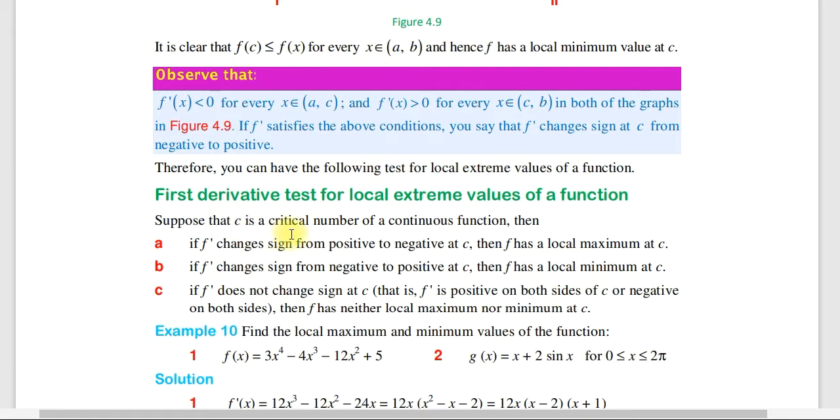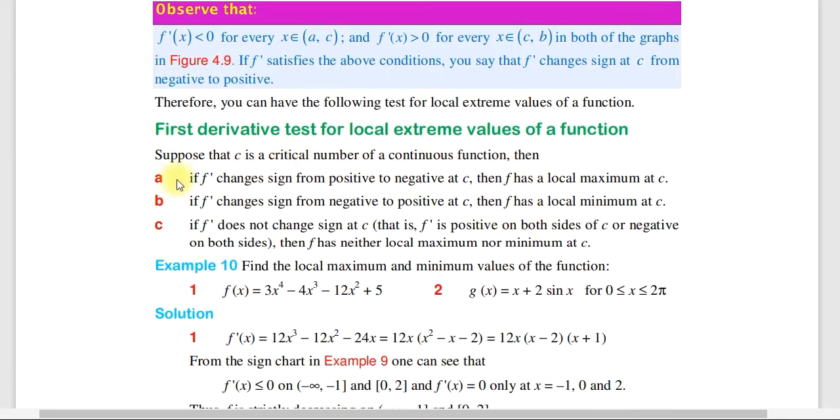Suppose that c is a critical number of a continuous function, then ሶስት ኮንዲሽኖች አሉ. የመጀመሪያ condition a: if f prime changes sign from positive to negative at c, then f has a local maximum at c. አሁን ከፖዚቲቭ ወደ ኔጌቲቭ ቼንጅ ተደረገ ሳይን ሎካል ማክሲመም አለን እንላለን c ፖይንት ላይ. እንዲሁም b ደግሞ: if f prime changes sign from negative to positive at c, then f has a local minimum at c. አሁን ደግሞ እዚህ ከኔጌቲቭ ወደ ፖዚቲቭ ከተቀየረ ሎካል ሚኒመም አለ ማለት ነው.